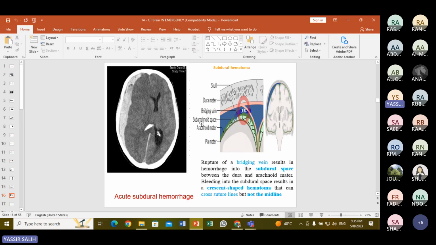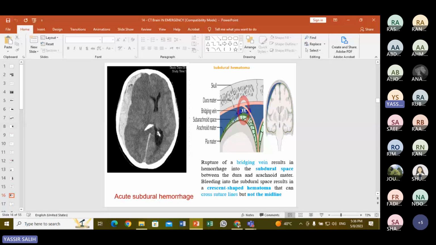So this is a bridging vein, the source of the blood in the subdural space. The blood occurs in this subdural space, between the dura mater and the arachnoid mater. This is the subdural space, due to rupture of bridging veins, not from the arteries.